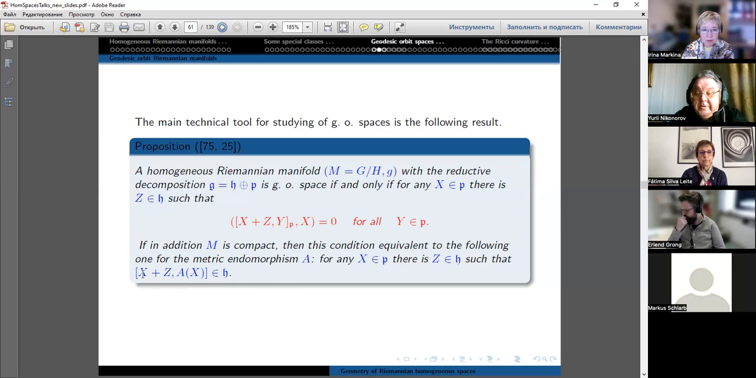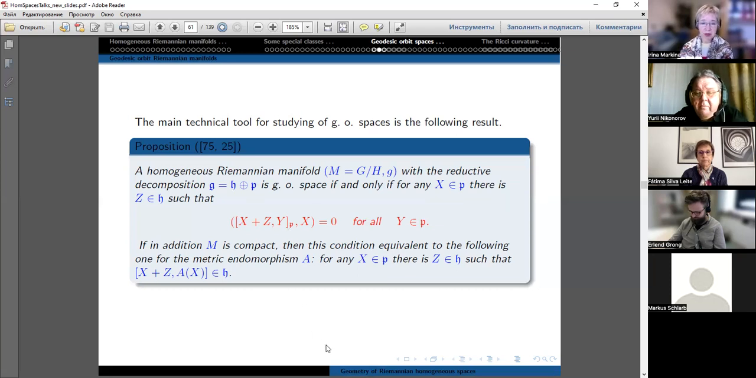It's easy to check for a given metric, because we should take any vectors, for example some basis and some decomposition with respect to the basis, and so on. We have a not so complicated system of algebraic equations, in fact, not so difficult.